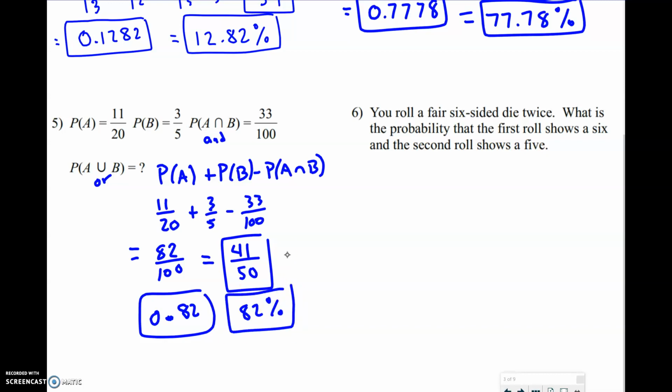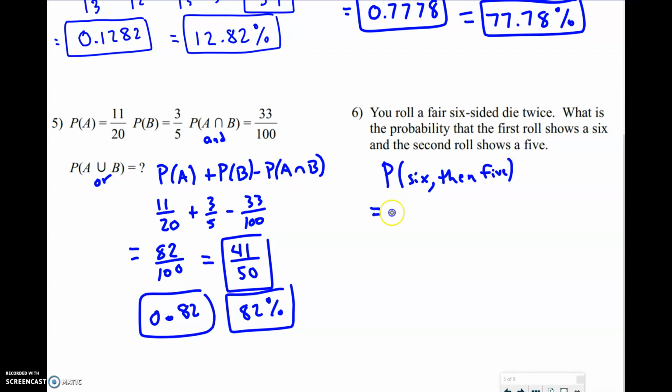Okay, the last of the probability questions. You roll a fair 6-sided die twice. We're rolling it twice. I want to know the probability that the first roll is a 6 and the second roll is a 5. So a 6 and then a 5.